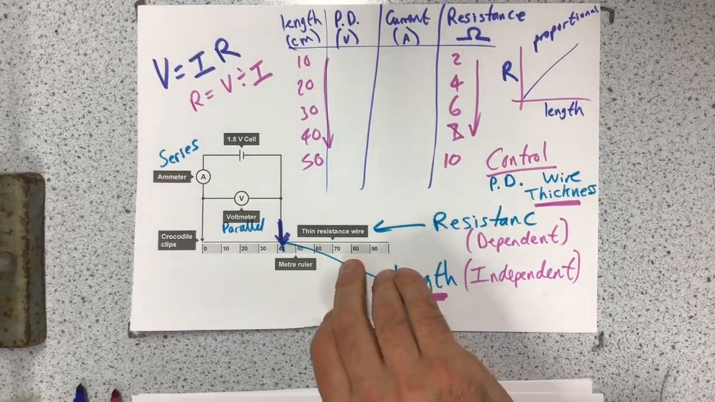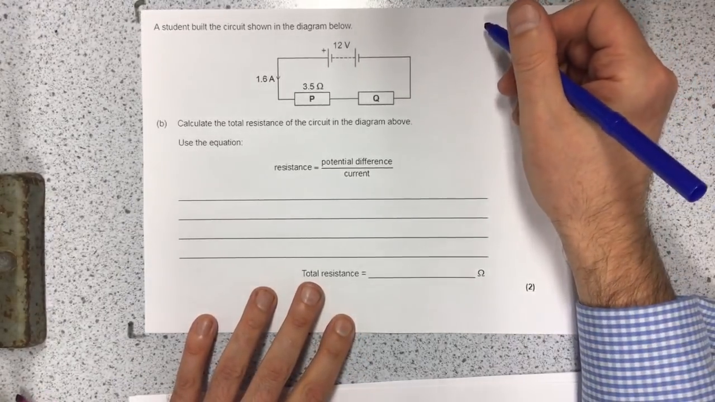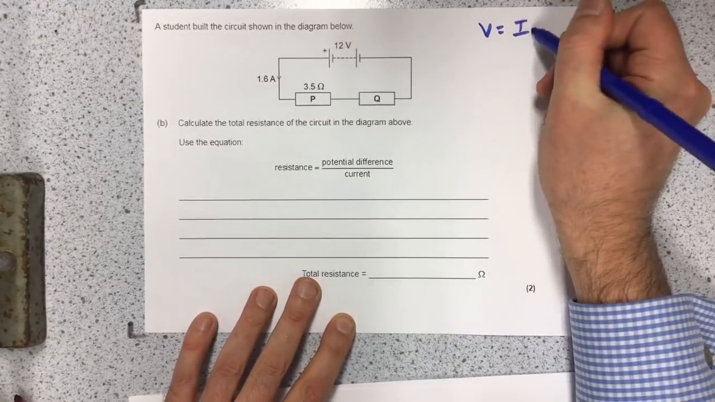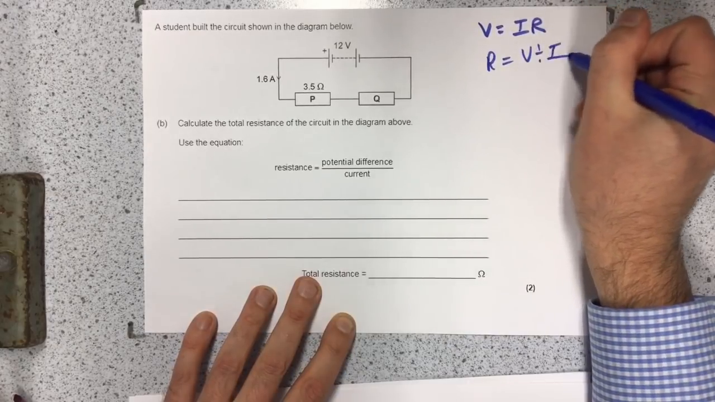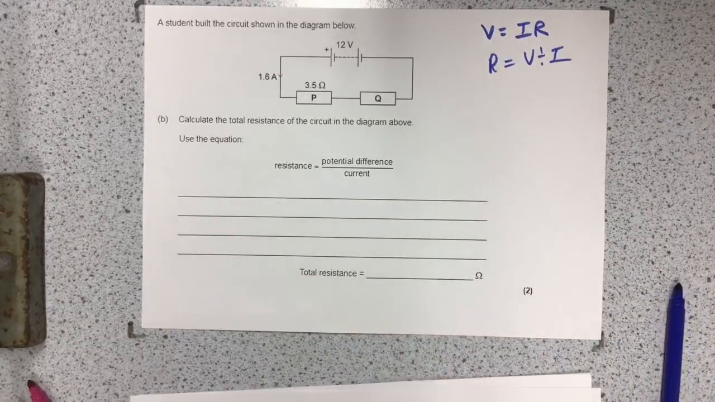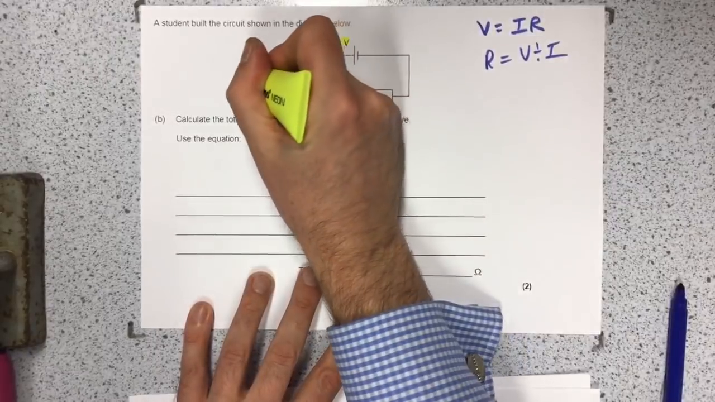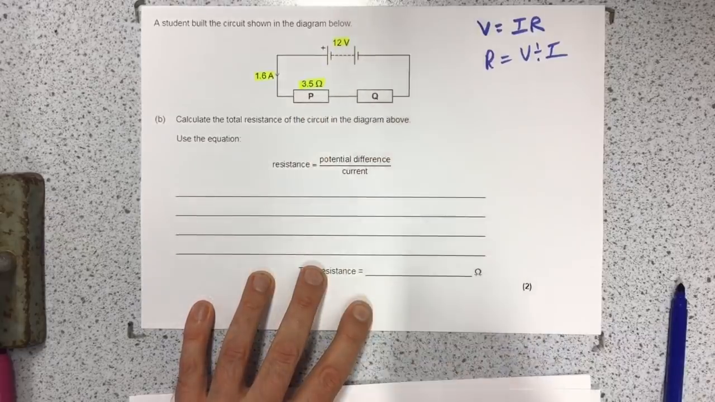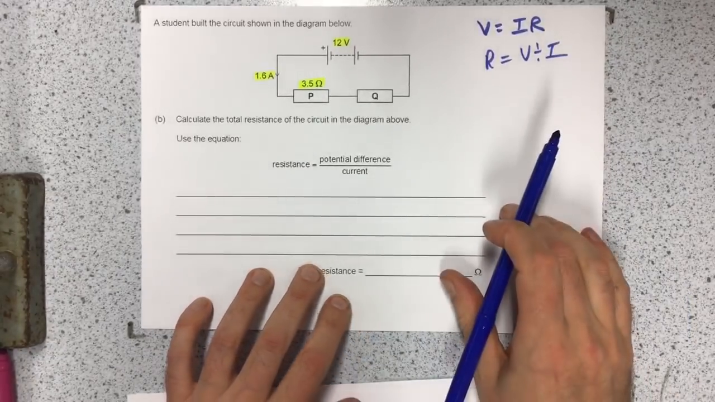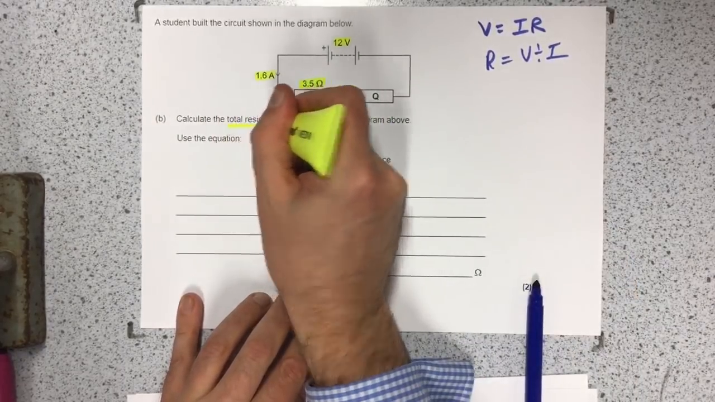Now, moving on to the next part, we're just going to reinforce and remind you of the equation that V equals IR, okay, or R equals V divided by I. Okay, so if you look in the diagram, we've got a potential difference of 12 volts here. We know the current is 6 amps, and we know the resistance of this resistor on its own is 3.5 ohms. So they're asking you to calculate the total resistance.